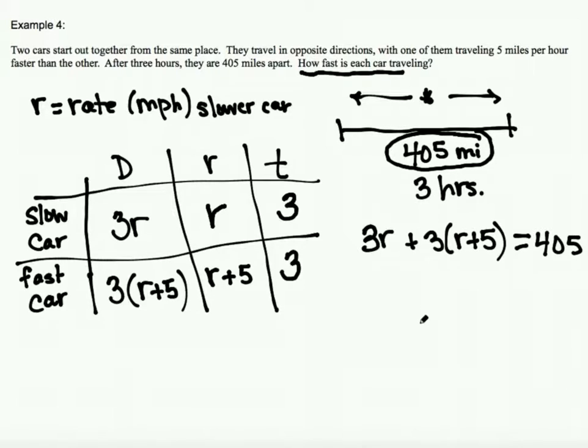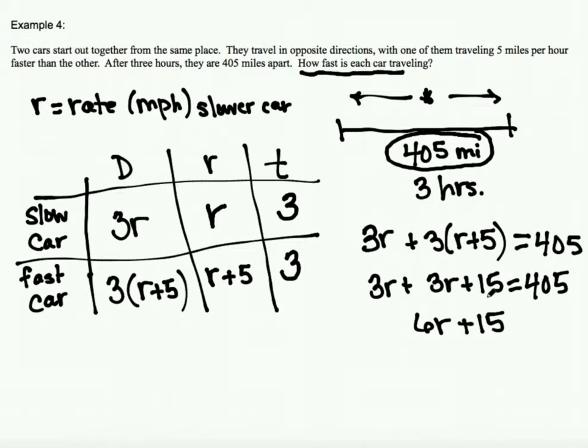Okay? And then I go ahead and simply solve this. 3R plus, I'm going to distribute, 3R plus 15 is equal to 405. 3R plus 3R is 6R. So 6R plus 15 equals 405. Subtract 15 from both sides, I get 6R equals 390. Divide both sides by 6, and that's going to give me R equals 65.